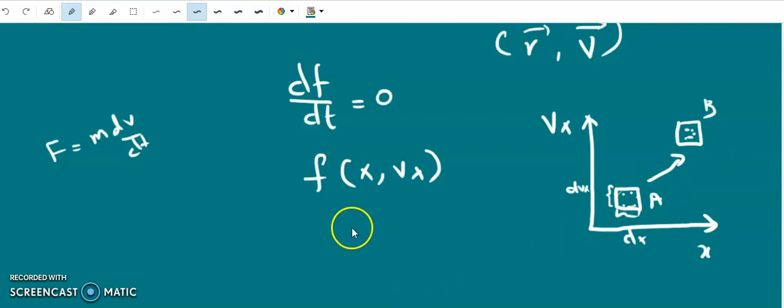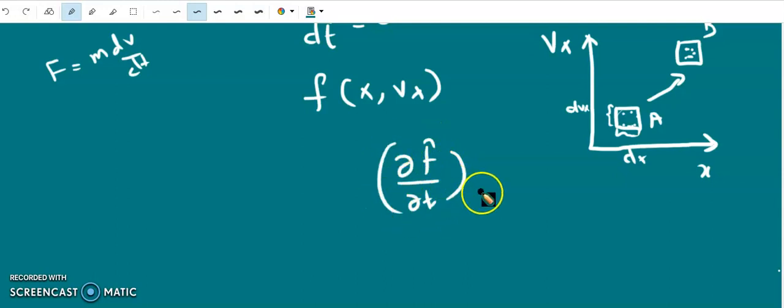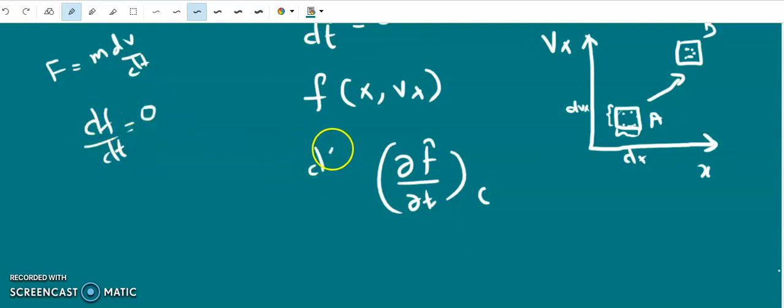But if there are collisions, then the particles will be scattered. Not all of them will experience the same force, they will be scattered. And f can be changed by a term equal to ∂f/∂t due to collisions. So if there are collisions, the total derivative df/dt will not be 0. In the absence of collision, df/dt is 0. In the presence of collision, df/dt is equal to ∂f/∂t due to collision.